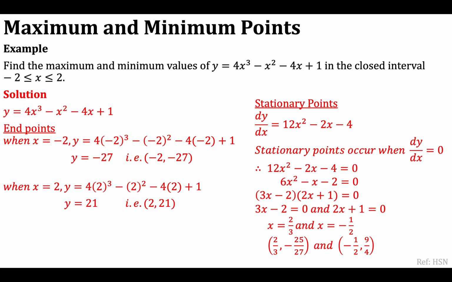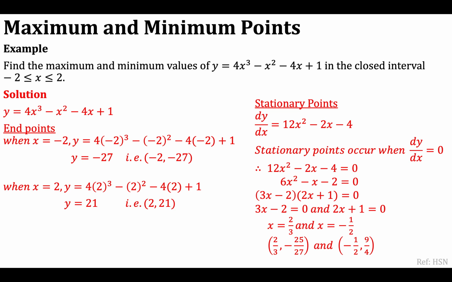So what I do need to check with my stationary points as well is that the x values of my stationary points actually occur within this interval as well. Now in this example they do, but say this 2/3 was 5, for instance, so x equals 5, well we can discard that point because it's not within this interval. So you just need to be aware of that as well, folks.